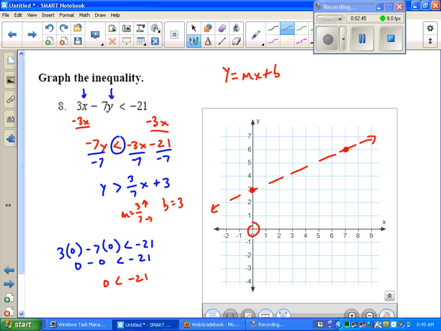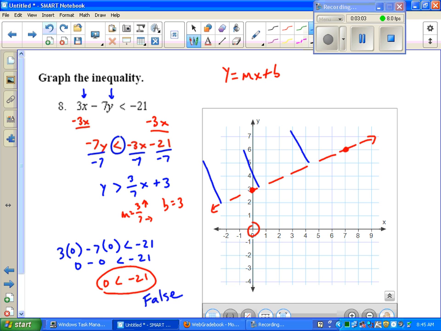You can see at this step, this is when you have to evaluate if it's true or not. That is a false statement. It is not less than negative 21. That means everything over here is false, which means everything shaded to the other side is true.